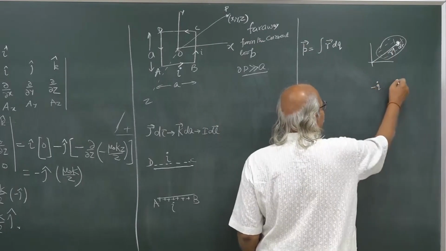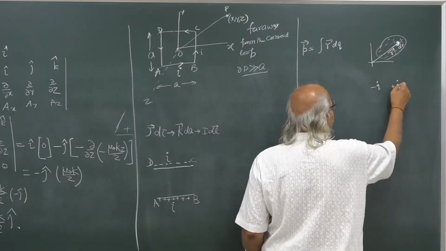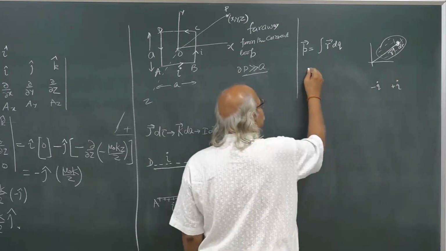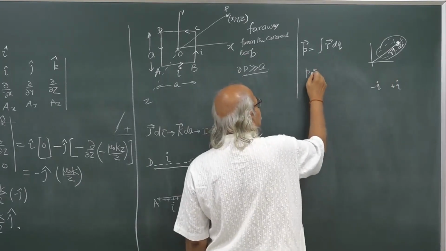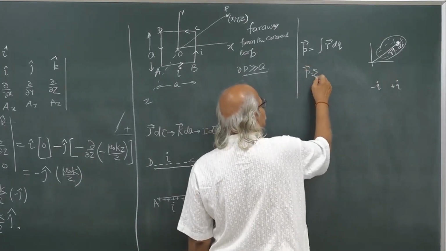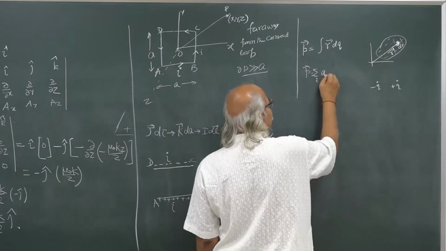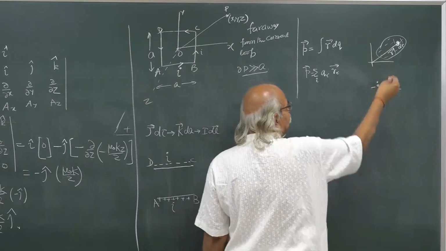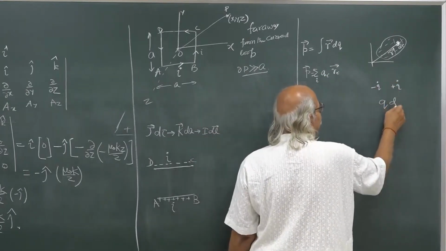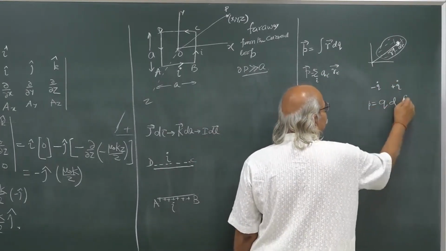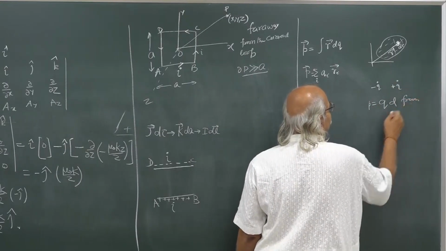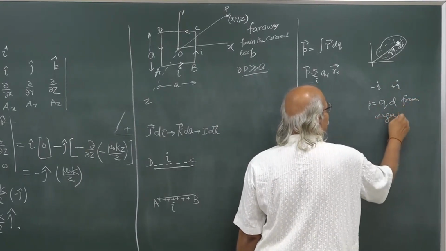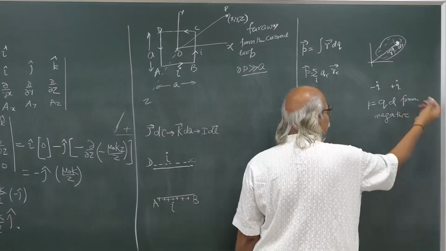This is minus q, this is plus q. Since it is discrete, it will be summation over i of q_i r_i. And if you do for this, you get your familiar QD. P is QD from negative charge to positive charge, minus q to plus q.